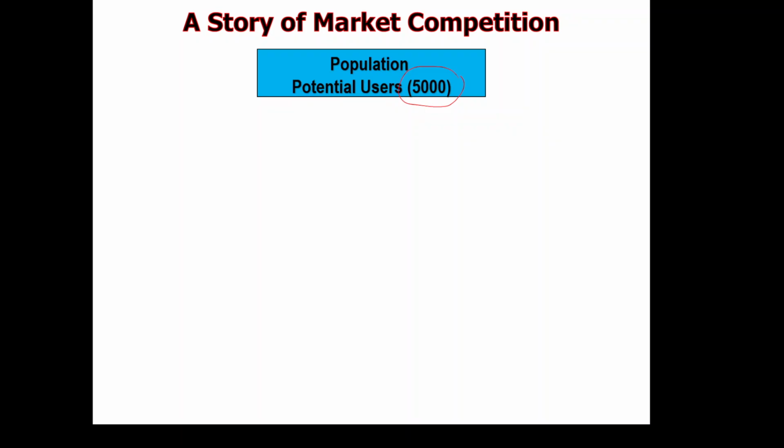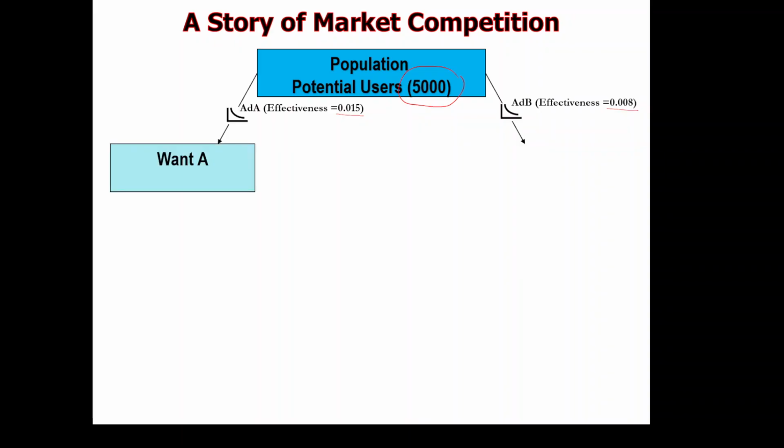So when these potential users come across advertisements, let's say the ad effectiveness of A is 0.015 and for B it is 0.008. And what does that actually mean? We have already discussed this. That means that if 5,000 agents watch these advertisements, then 0.015 of these 5,000 will be moved by these advertisements, and they will move to a new state where they would want A or want B.